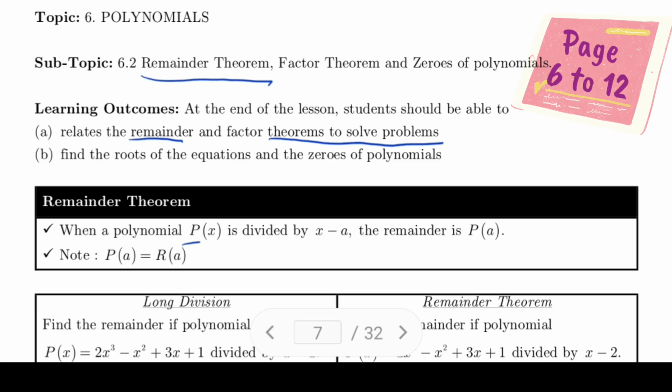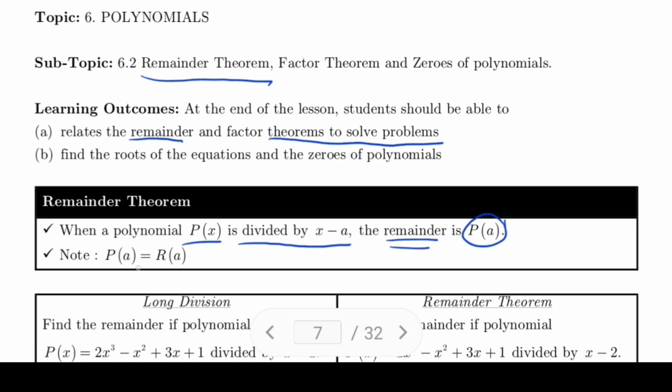When a polynomial P(x) is divided by x minus a, the remainder is P(a). We can write it as P(a) equals R(a), meaning when we substitute a into the polynomial, we will get the remainder.